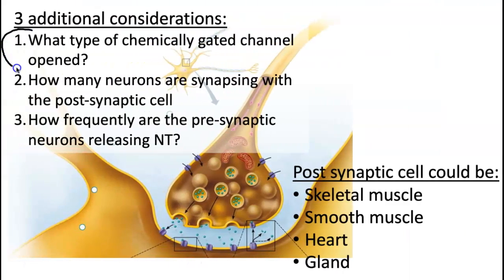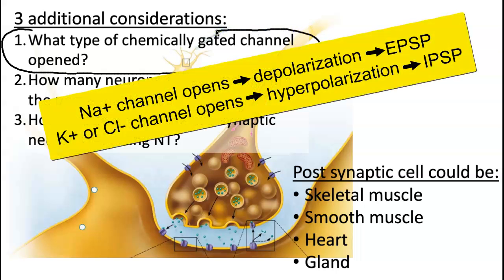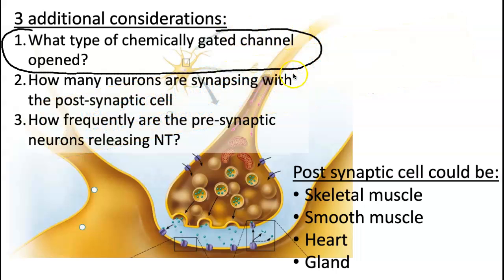So that answers the question about what type of chemically gated channel is being opened on the postsynaptic cell. If a sodium channel is opened, that leads to a depolarization. That's an excitatory postsynaptic potential. Or if a potassium or chloride channel is opened, that will lead to a hyperpolarization, and that's known as an inhibitory postsynaptic potential. So now let's take a look at these two questions.